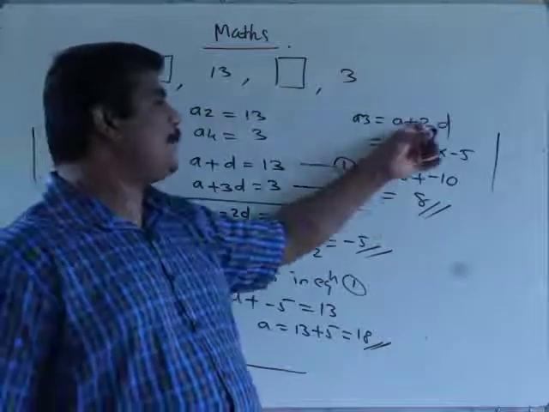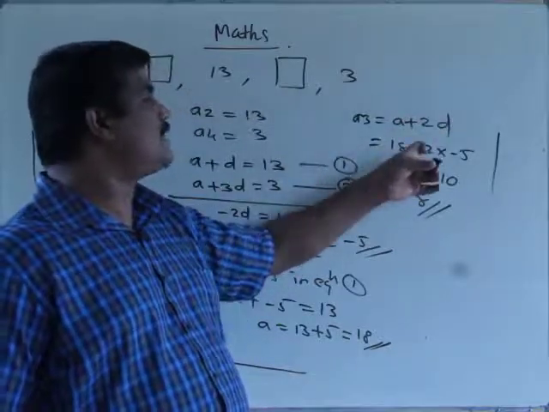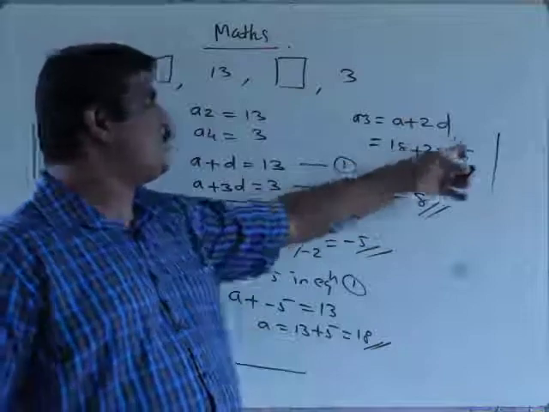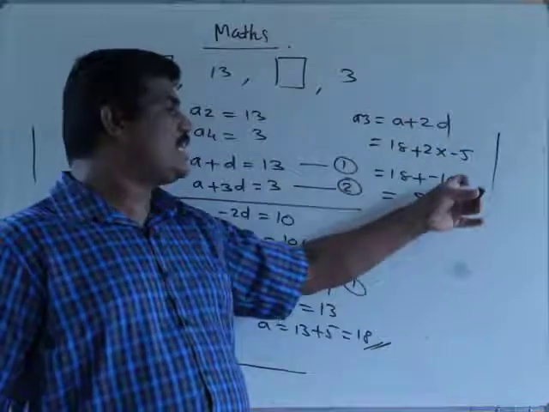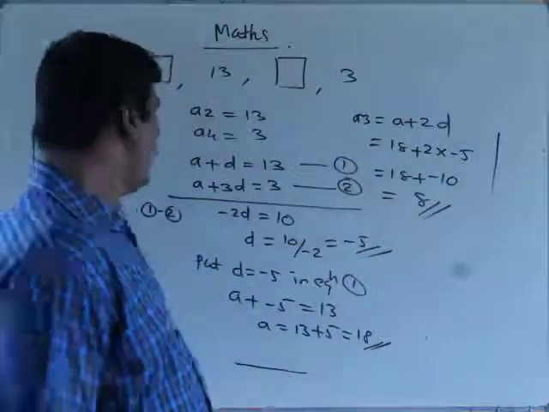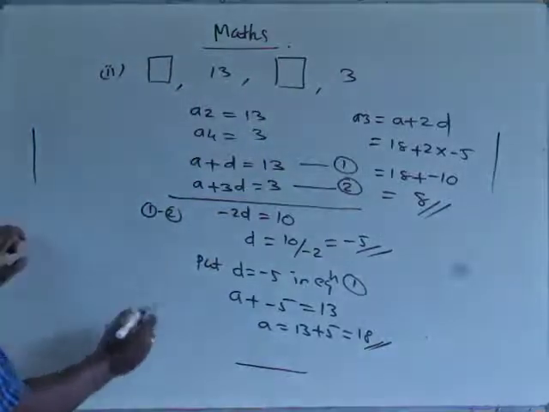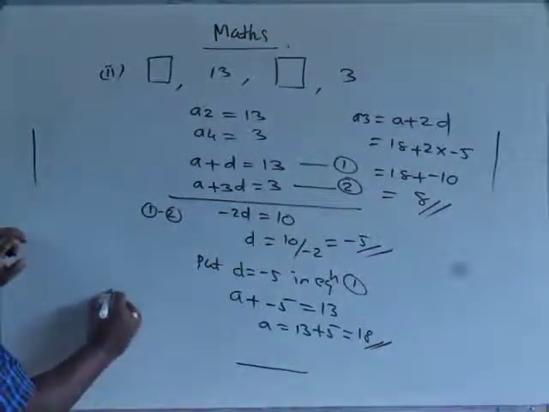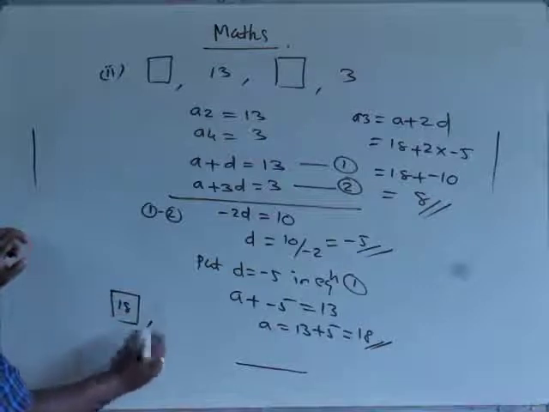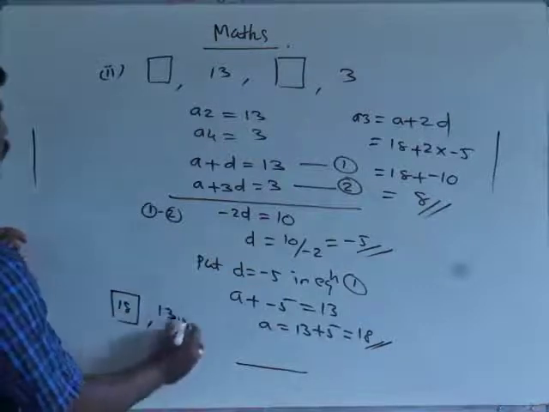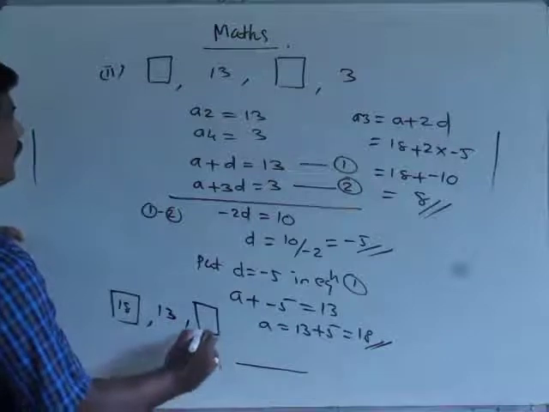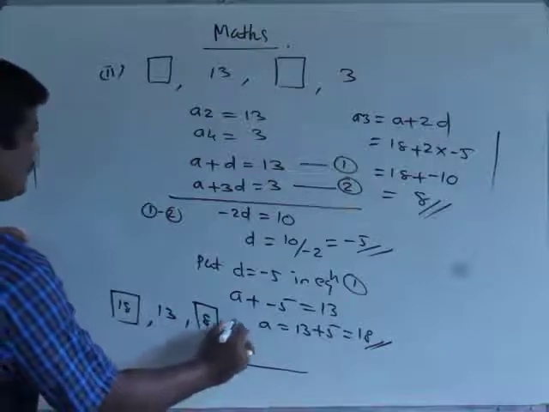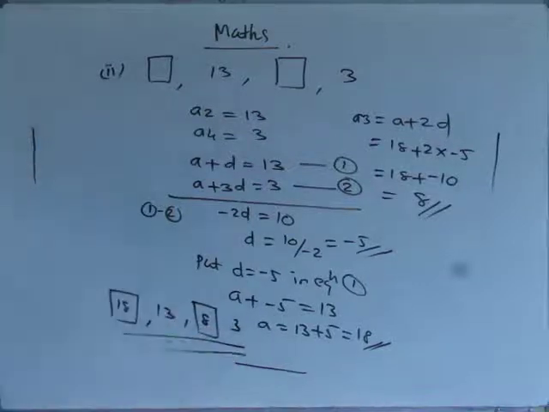So A3 is A plus 2D, that is 18 plus 2 into D, D is minus 5. What is 2 into minus 5? Minus 10. 18 plus minus 10, 8. So last, write down: first box 18, comma, next 13, comma, next box answer 8, last 3. Answer. Clear?